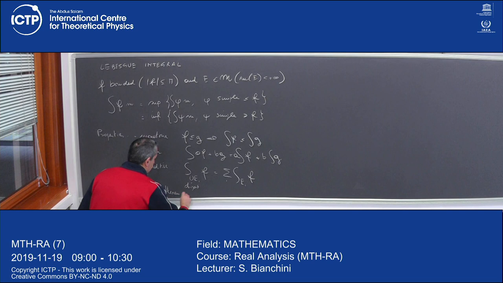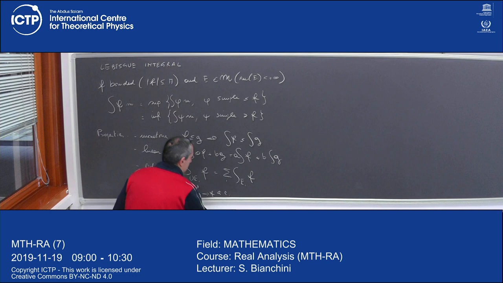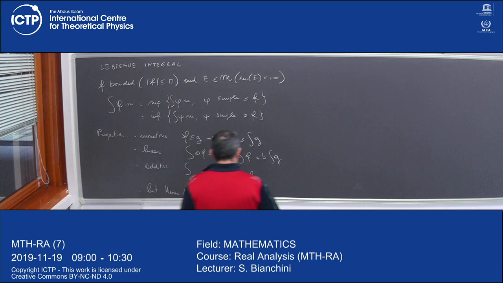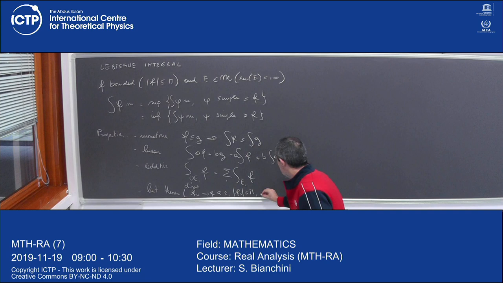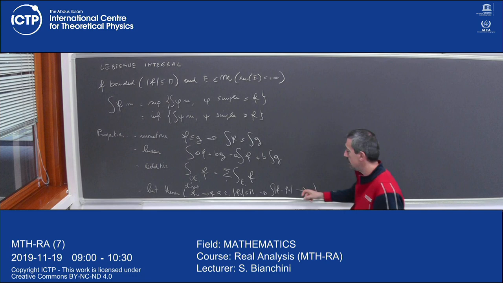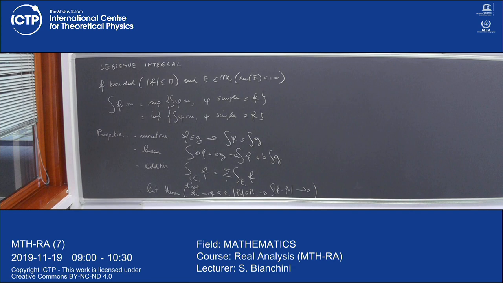So if Fn converges to F almost everywhere, and everything is bounded, and E is bounded, so it's uniformly bounded with respect to n, then we have that the integral of F minus Fn converges to zero, which implies that the integral of Fn converges to the integral of F. Okay, so far so good.